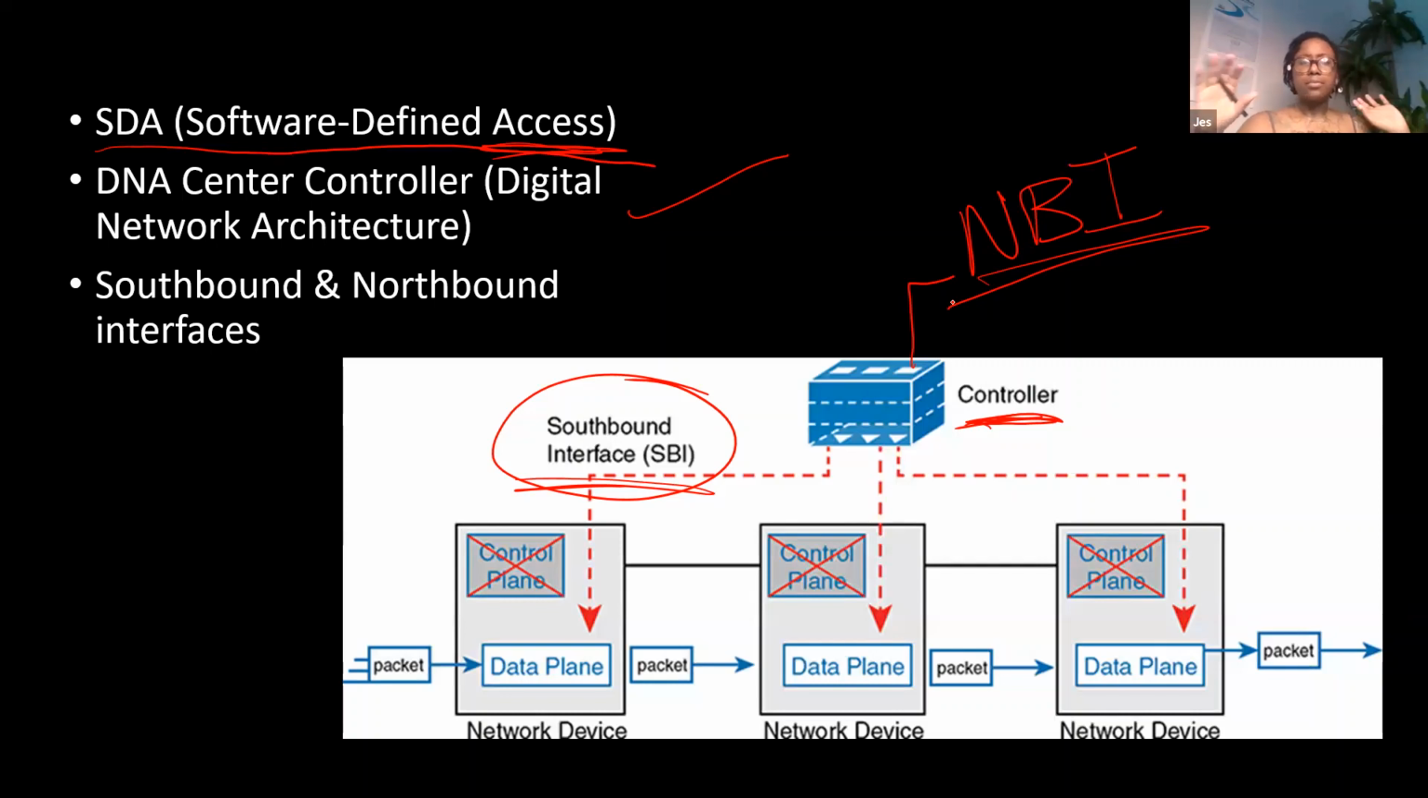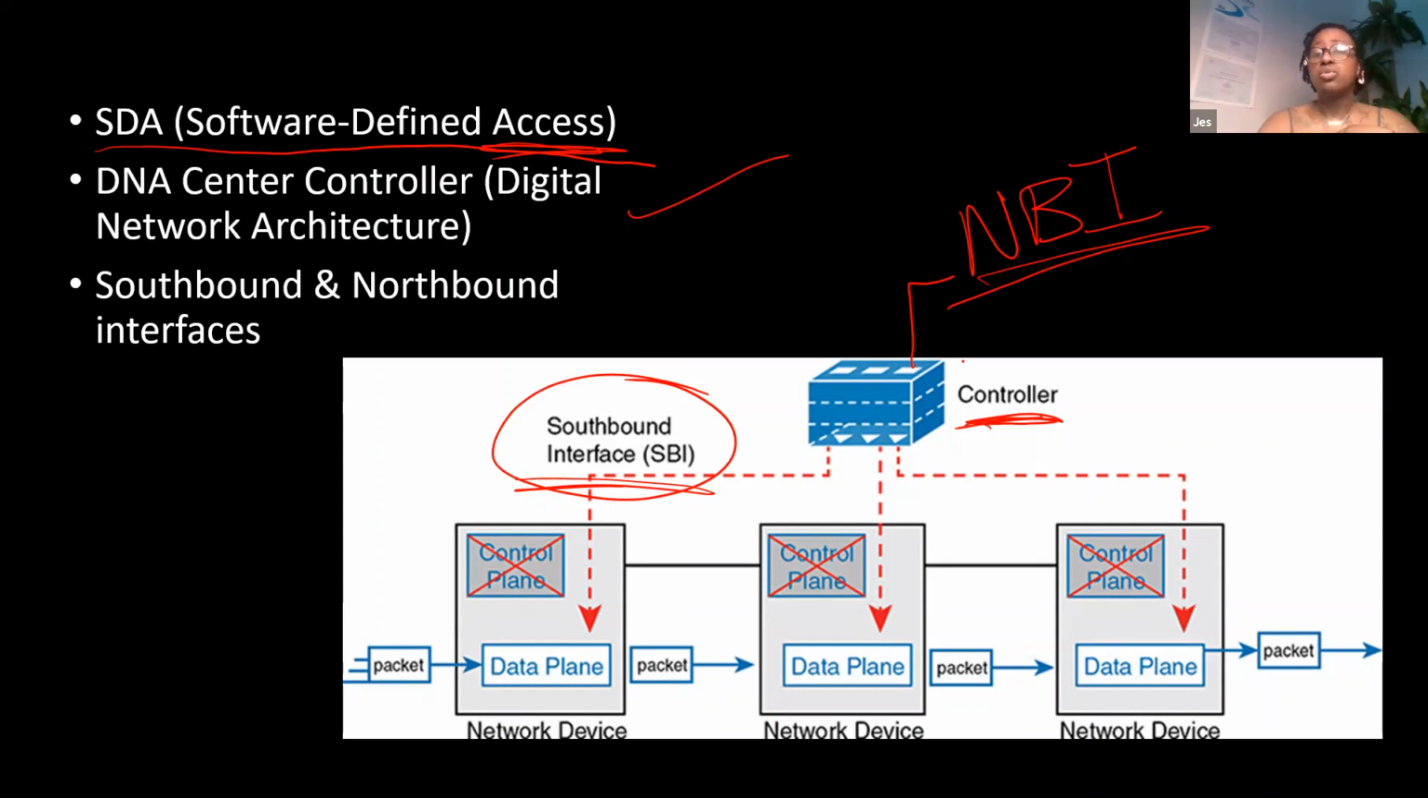So at the center of this SDA, we have our DNA, right? This is our architecture that we're going to use, which has our southbound interface and our northbound interface, okay? Now our southbound interface has these three components: the fabric, overlay, and underlay, which we'll get into. And our northbound interface is basically us.